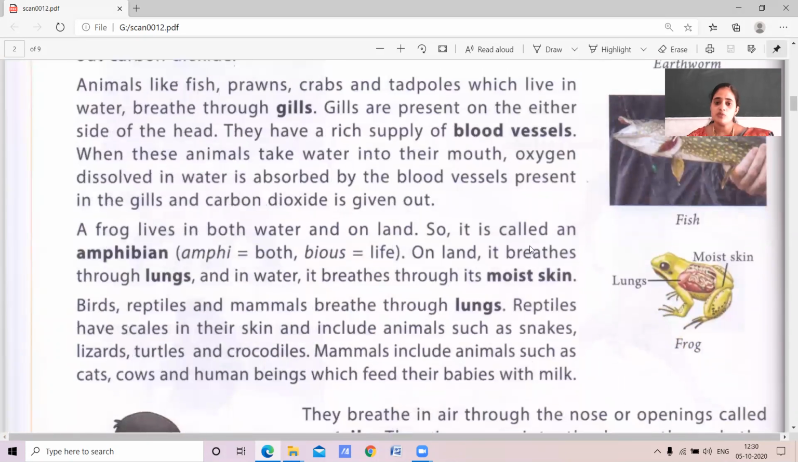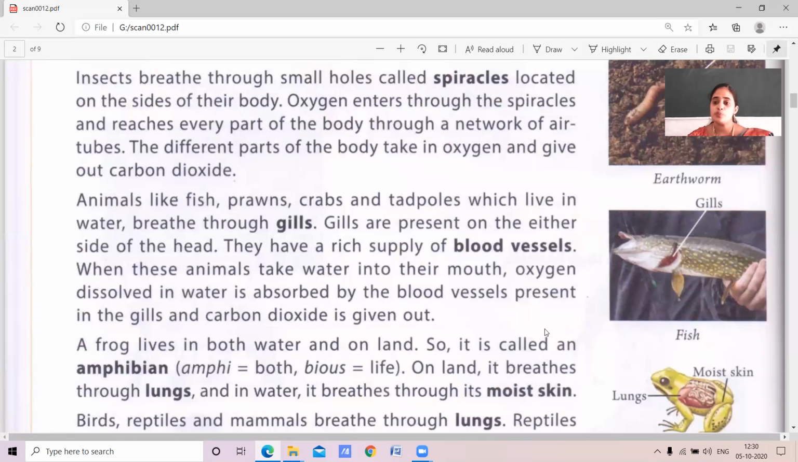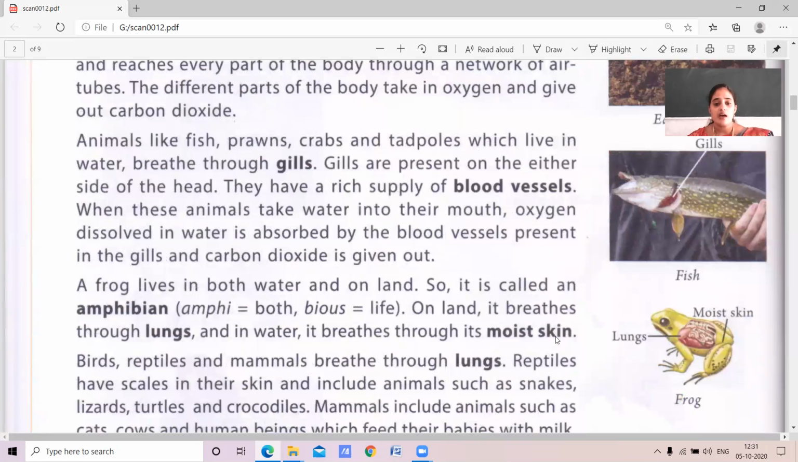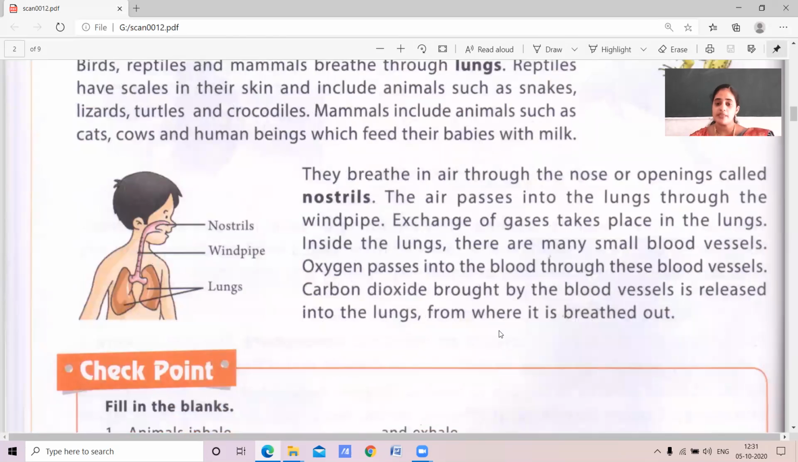If we come to an animal like the earthworm, it has moist skin for breathing. Fishes have gills to breathe. And the amphibians, none other than the frog, live both on land and in water. They have moist skin as well as lungs for breathing. Coming to the highly evolved organism, human beings, they have lungs for breathing.